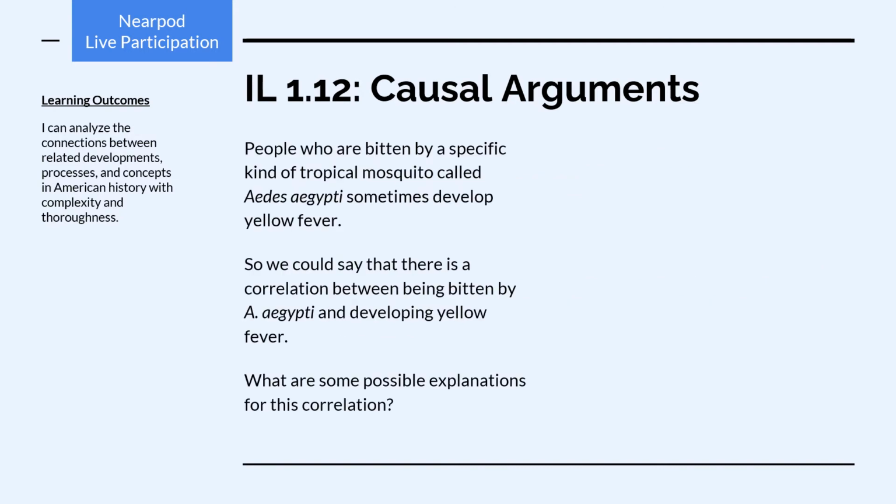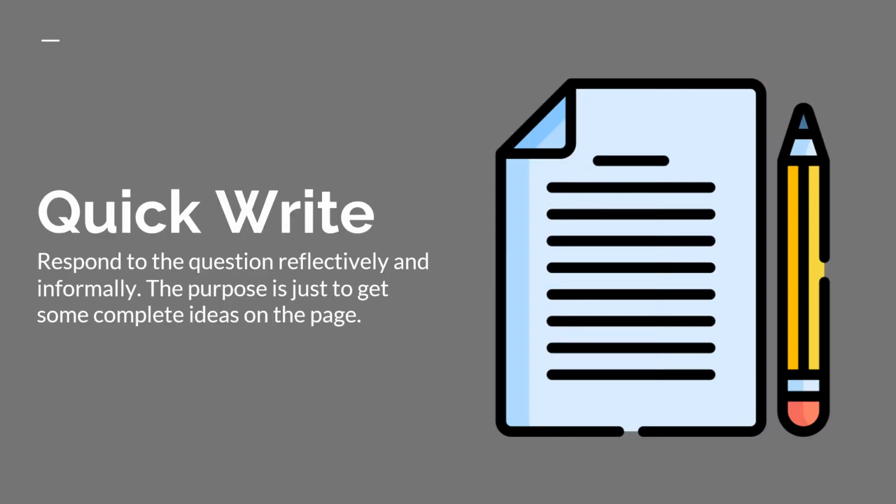For instance, here's an example of a correlation. People who are bitten by a specific kind of tropical mosquito called Aedes aegypti sometimes develop yellow fever. So we could say that there is a correlation between being bitten by these mosquitoes and developing yellow fever. What, though, are some possible explanations for this correlation? Write down your ideas in the following open-ended response.